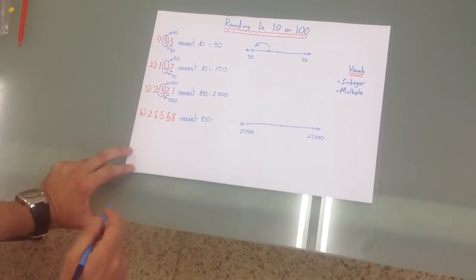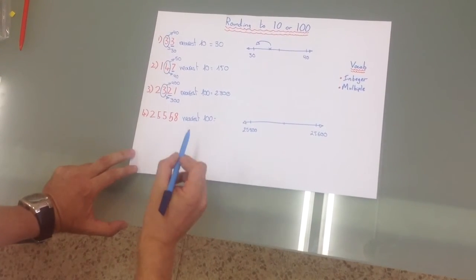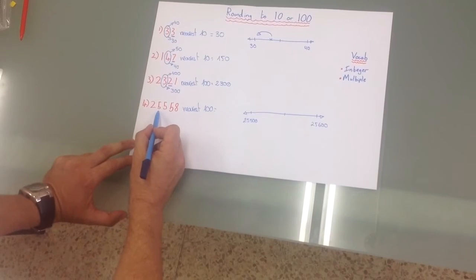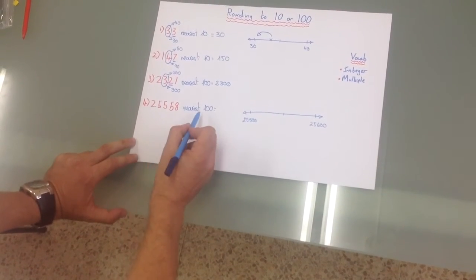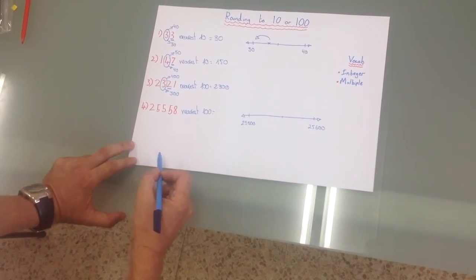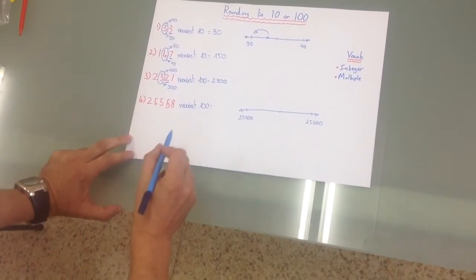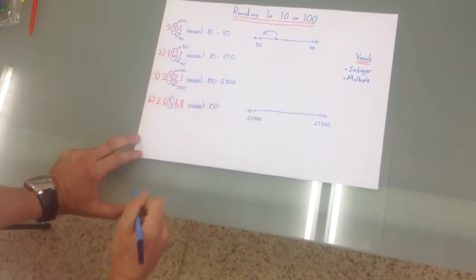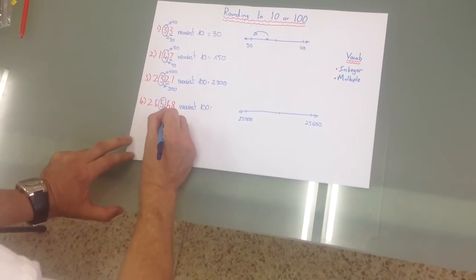And in our last exercise, we're going to have a look at another number. This one is even larger. It's 25,558. Again, rounded to the nearest 100. So we're going to circle the digit that is in the 100. Here we are. And we're going to look at the 2 possibilities.